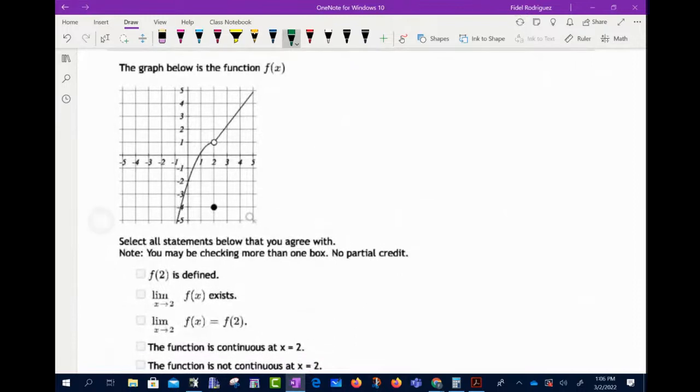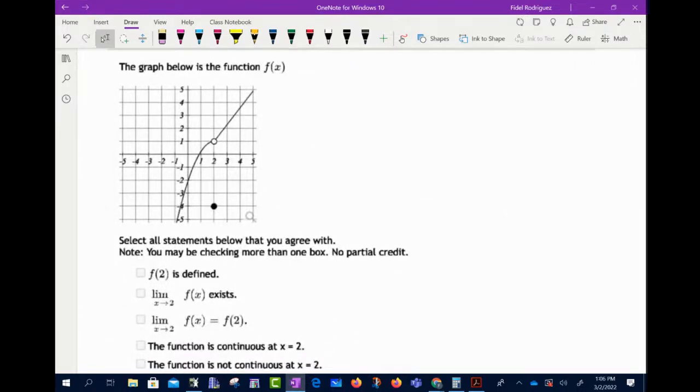Same type of question. Now look at this direction here. It says the graph below is a function f of x. Select all statements that you agree with. So let's see. Is f of 2 defined? Boom. Does the limit as x approaches 2 exist? Does it exist? What would you say?